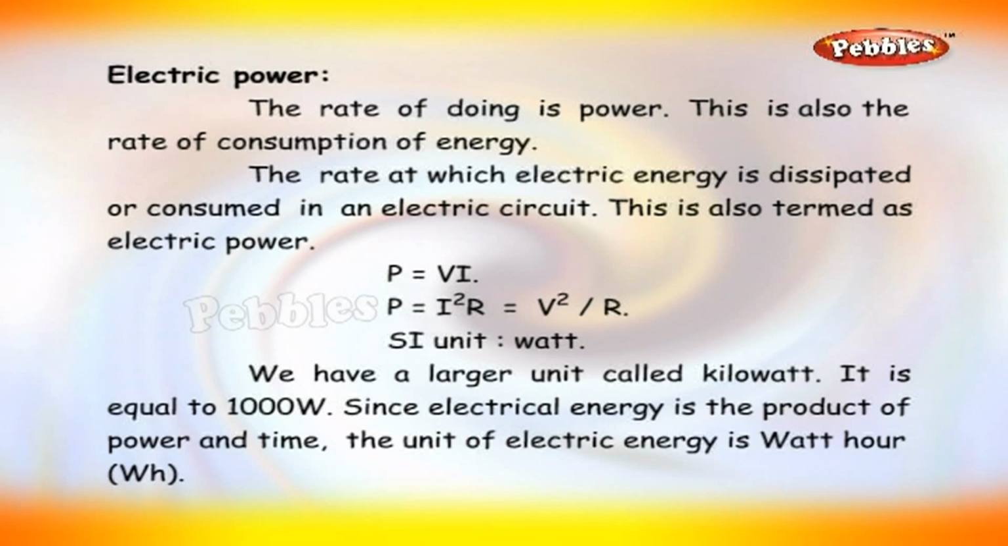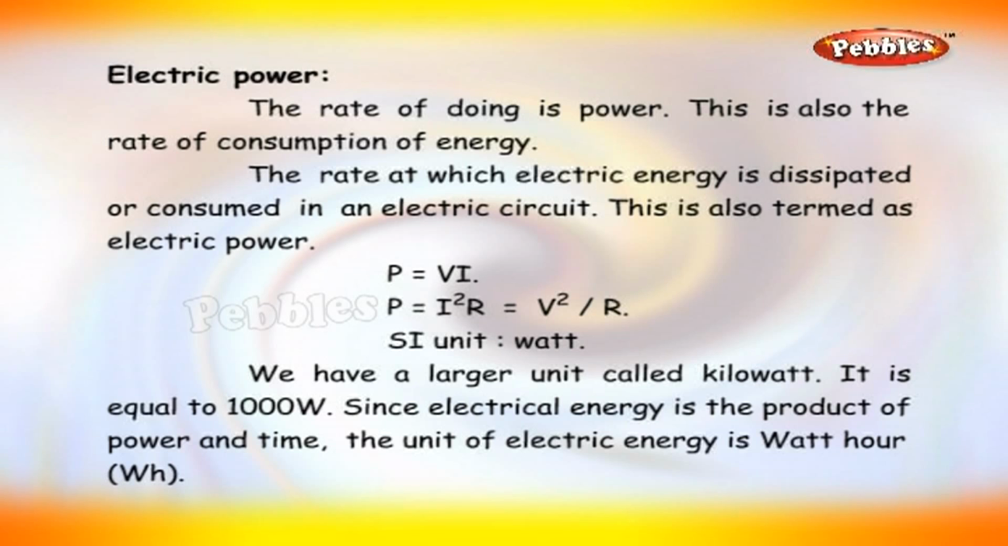Electric power. The rate of doing work is power. This is also the rate of consumption of energy. The rate at which electric energy is dissipated or consumed in an electric circuit is also termed as electric power. P = VI, P = I squared R, which is equal to V squared by R. SI unit: watt. We have a larger unit called kilowatt. It is equal to 1000 watts.